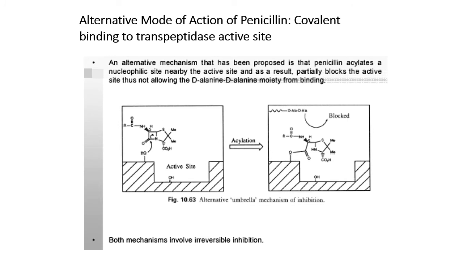The alternative mode of action that's been proposed is that there's actually formation of a covalent adduct. The fact that this beta-lactam ring is so strained means it's fairly reactive, and neighbouring hydroxyl groups near the active site of the enzyme, this is the enzyme here, the transpeptidase, can actually form a direct covalent bond, directly binding penicillin or the beta-lactam to the active site and effectively blocking it, therefore preventing the alanine from coming into the active site there.